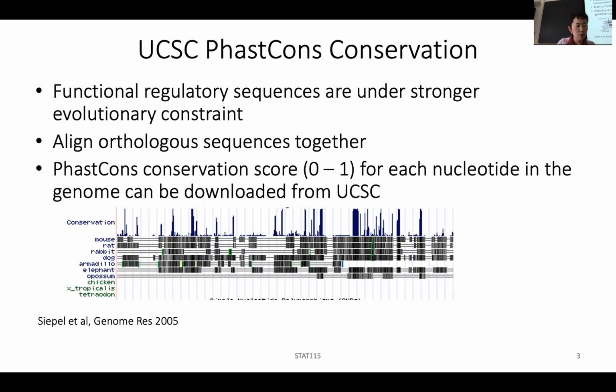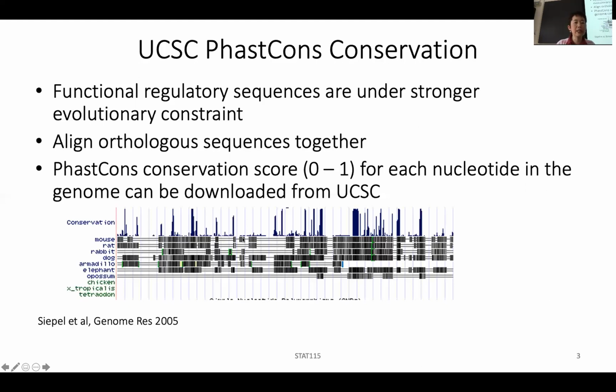But there are different tracks of this phase conservation score, because people sometimes are interested in only conservation within all the primate species, orangutan, gorilla, you know, those. And then there are people who are interested in conservation within, say, mammals, right? And then you can go all the way to fish, right? So you can download different tracks. They tell you which species are used to generate the alignment and calculate that conservation. And so this information can be very useful.